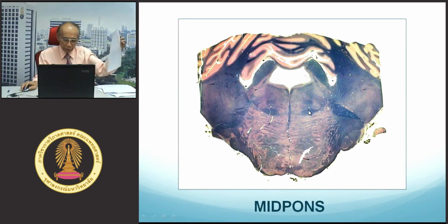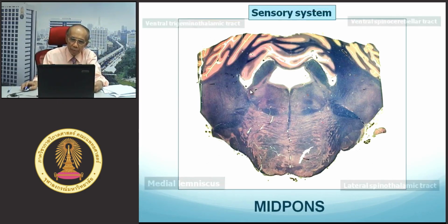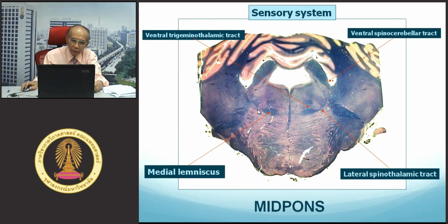Now, we go to the level of the midpons. The sensory system includes the medial lemniscus, the ventral spinocerebellar tract, which is lateral to the brachium conjunctivum, the lateral spinothalamic tract, which is lateral to the medial lemniscus, and on the ventral side of the medial lemniscus, you will see the ventral trigeminothalamic tract, which is concerned with pain from the opposite side of the face.